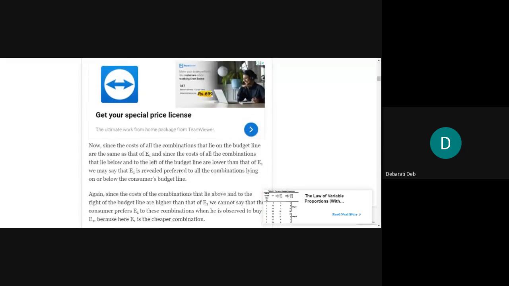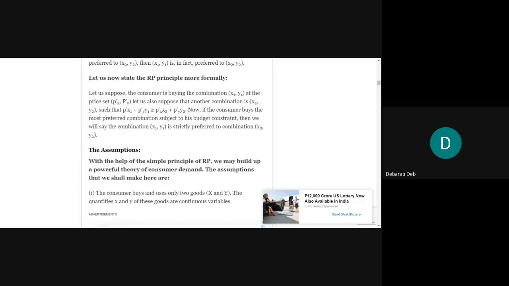Understood? So these two terms we had already come across yesterday, and I told that today we will do this revealed preference more formally. Okay, so let us suppose that a consumer is buying.